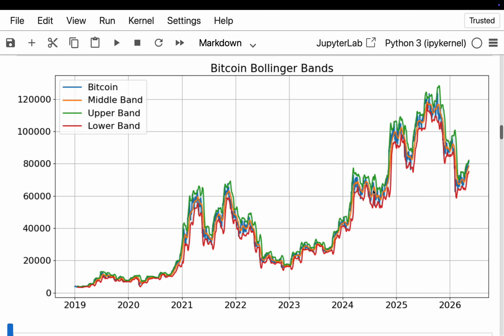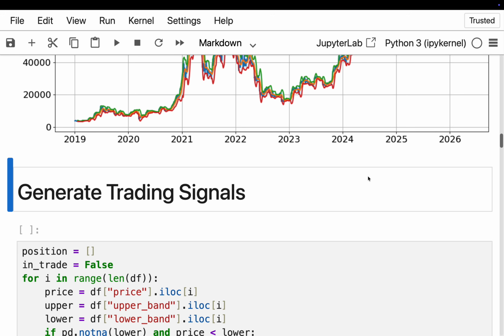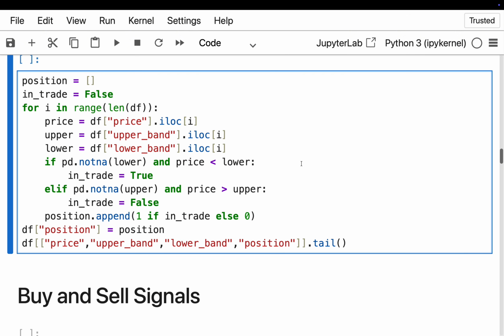The idea is simple. If Bitcoin falls too far below the lower band, it may be oversold. And if it pushes too far above the upper band, it may be overextended, at least according to people selling trading courses. Next, we generate the actual buy and sell signals automatically using Python.